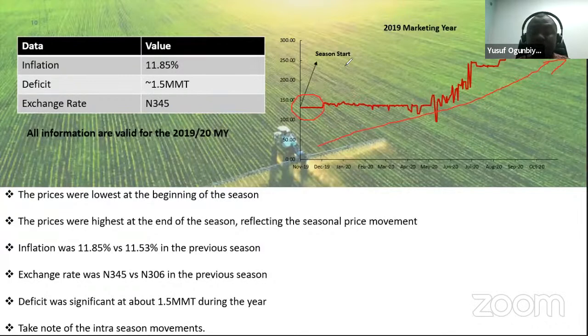Exchange rate was 345 naira based on the CBN, and this was fetched from the CBN website. Average exchange rate actually over the course of the season versus 306 thereabouts in the previous season. And then we had a deficit of about 1.5 million metric tons, depending on the data source you check. You have that deficit in the system. So that means that you already have the conditions, the drivers that will push prices upward.